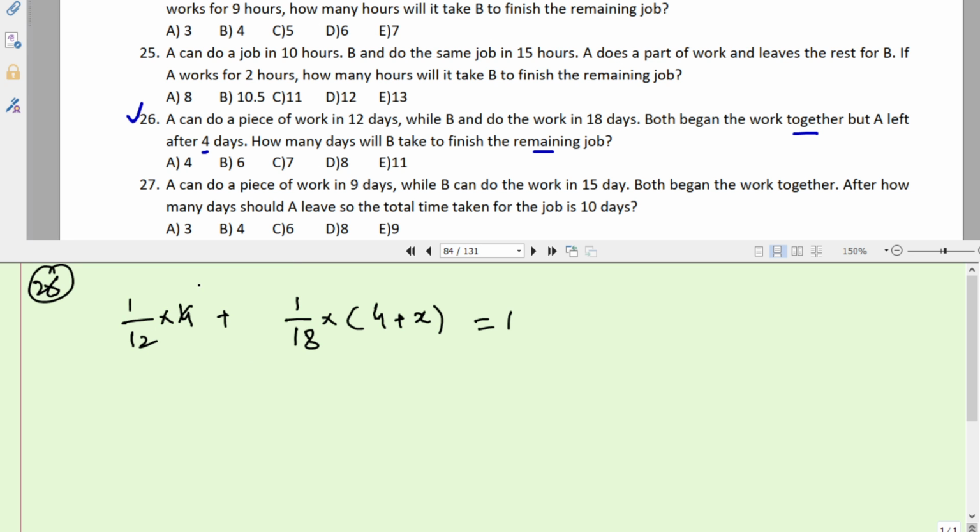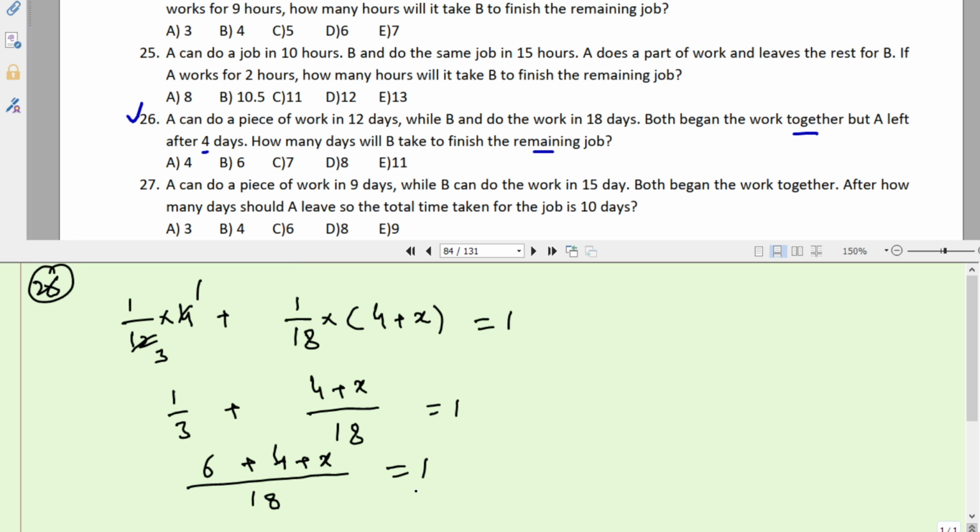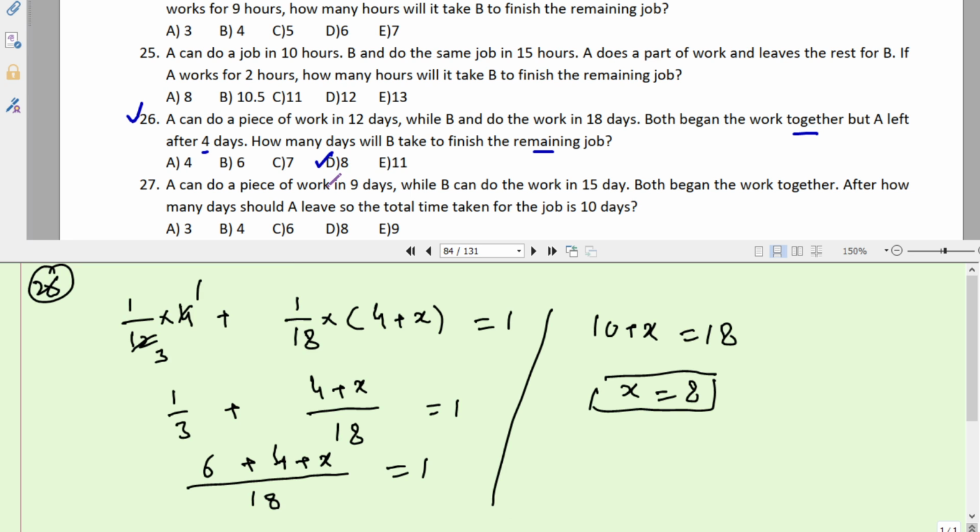Okay, so let's solve it. 4 times 3 is 12, this is 1 over 3, and you cannot cancel it out, so there is a plus sign here. So you can take the LCM 18. That is 6 plus 4 plus x is equal to 18. That is 10 plus x is equal to 18. x is equal to 8. So B will take 8 more days to finish the remaining job.